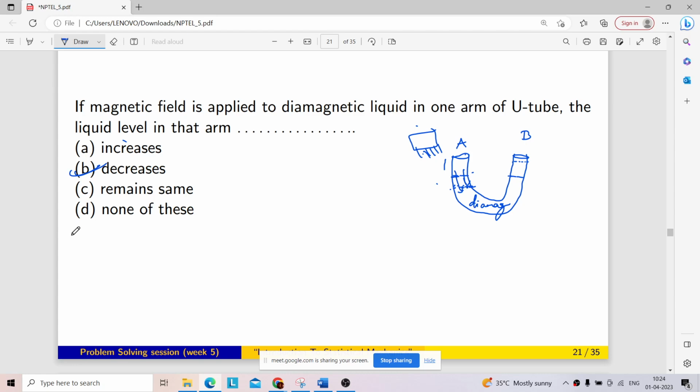So that means the applied field has no effect on the other arm. We are assuming the other arm is very far from this magnet. Ideally, I thought it could remain the same. No, it's saying on one arm we are applying a magnetic field, so it won't remain. If we were applying a magnetic field on both arms, then they would balance each other, and nothing would happen. But we are applying it on one side, that's why the other side will go up.